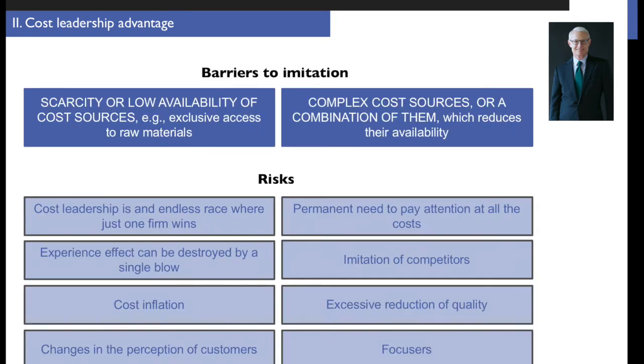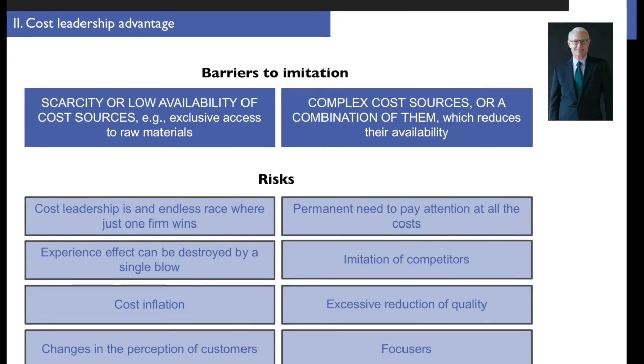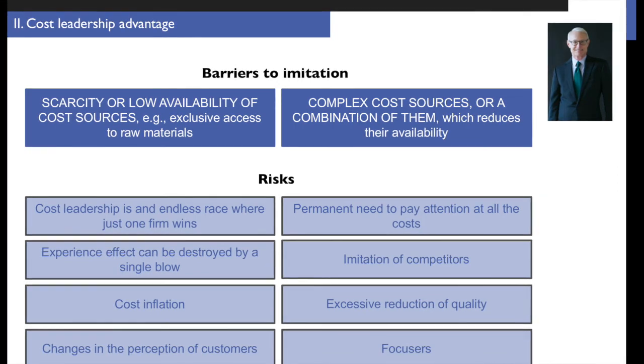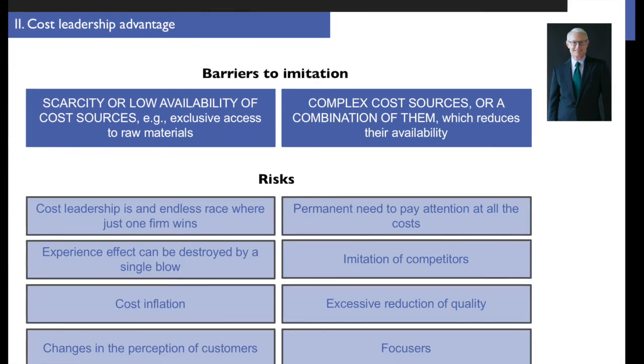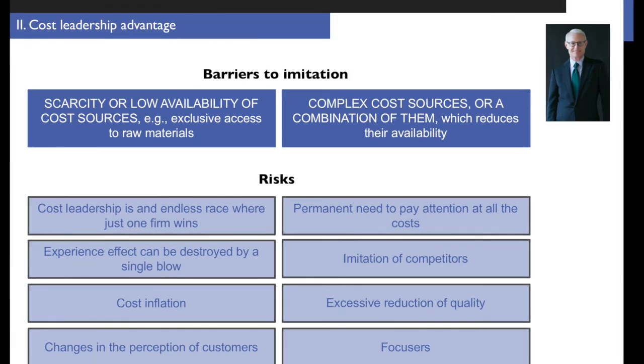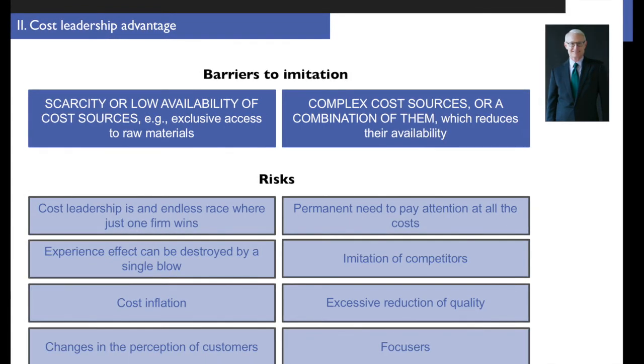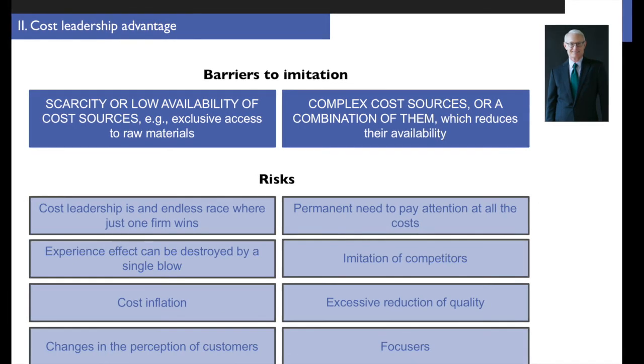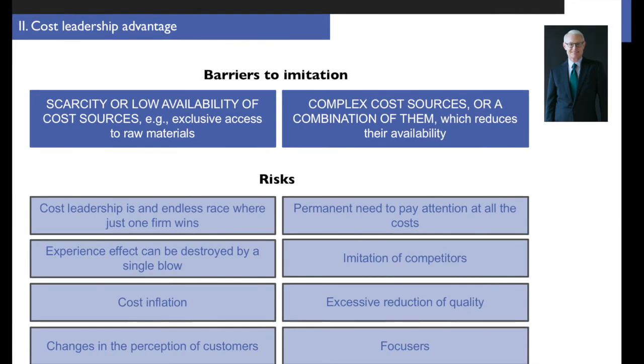Once we have created the cost leadership advantage, we will try to prevent them from imitating it. How? Well, first of all, through the scarcity or low availability of cost sources. If I have got an exclusive access to a raw material, my competitors cannot get it. If my competitors cannot get it, they cannot imitate it. Also, we can use complex sources or a combination of sources of cost leadership. This is what I told you about the Model T. The Model T results from a combination of sources of cost leadership advantage.